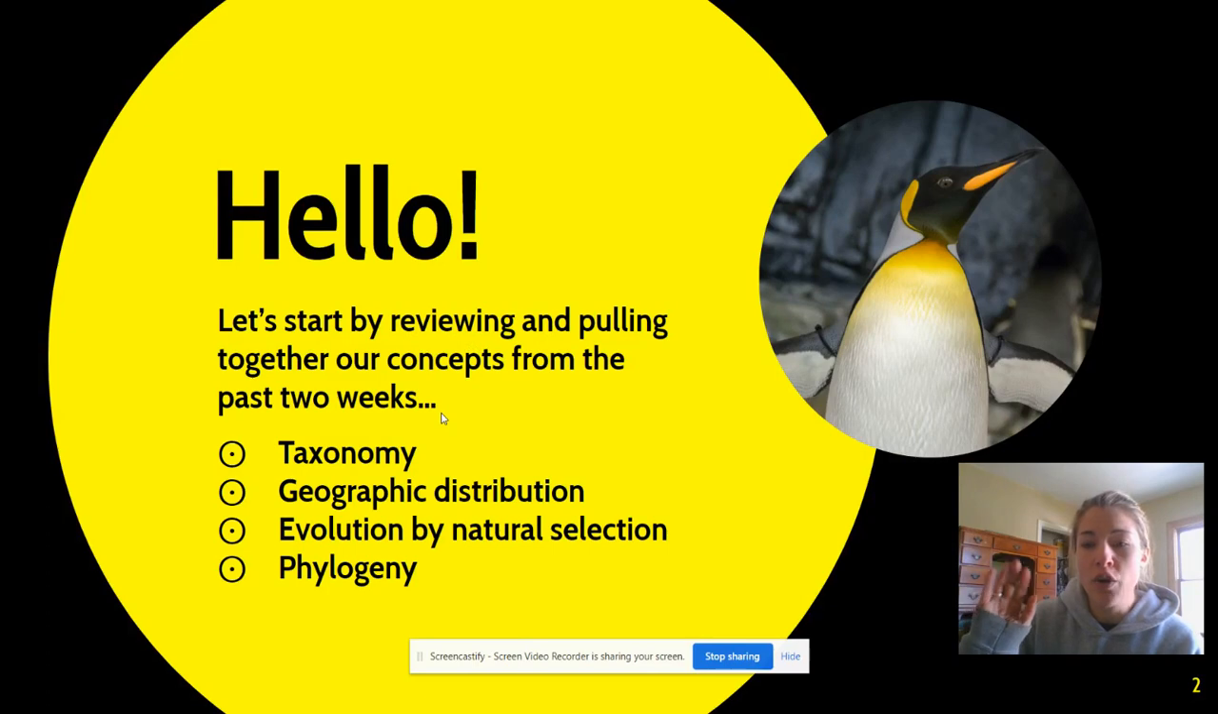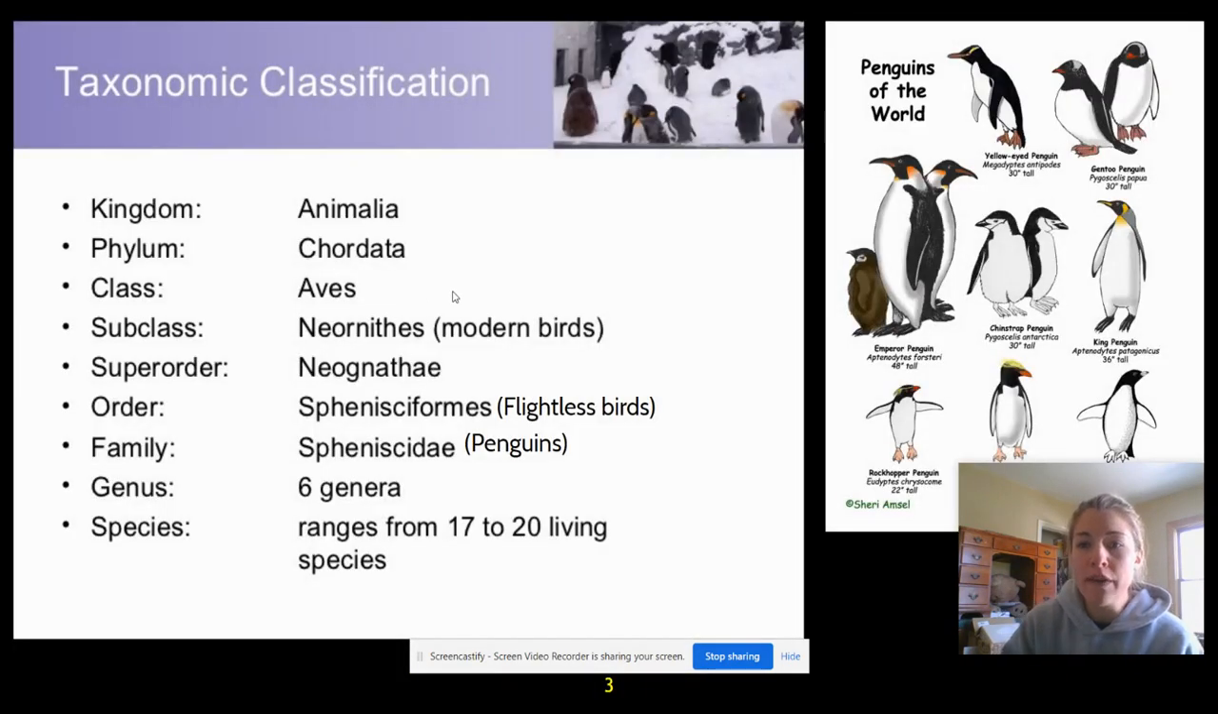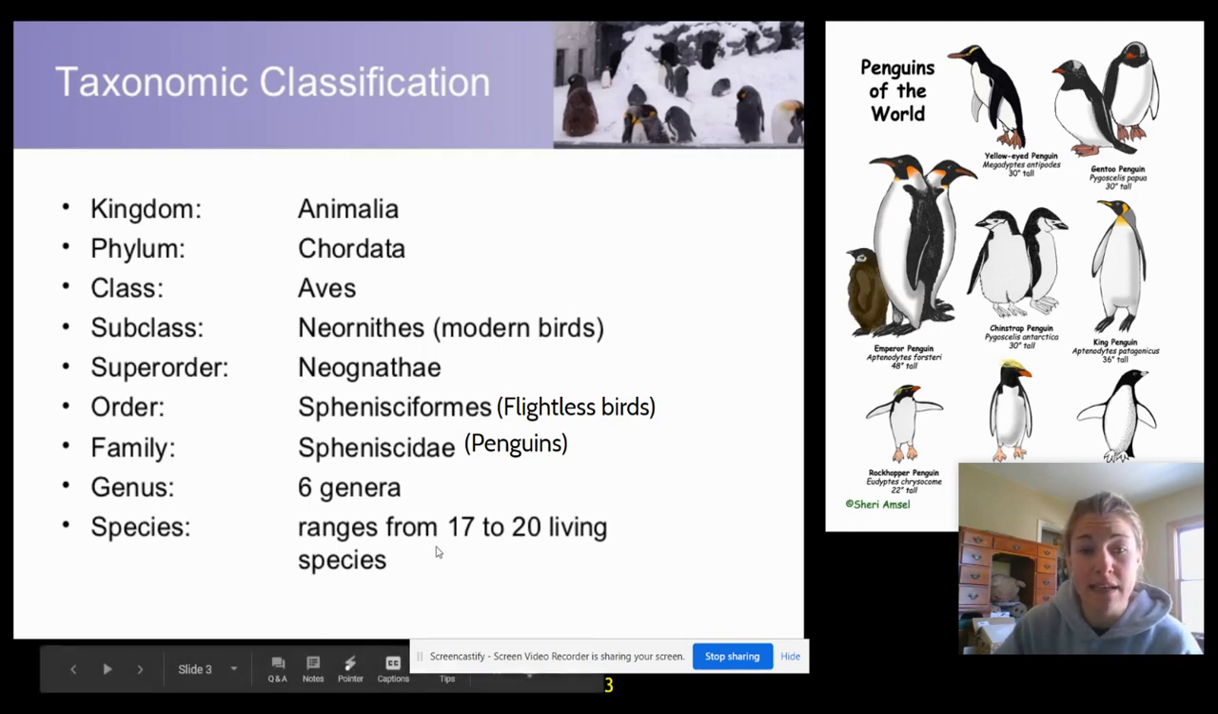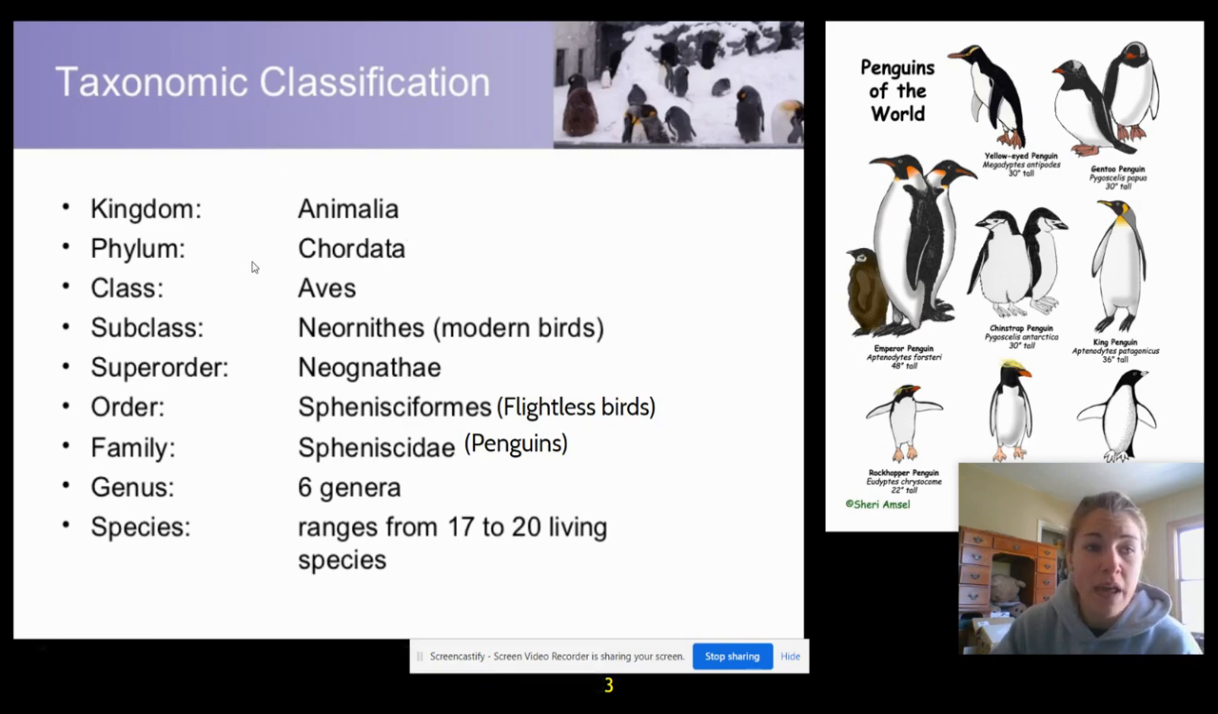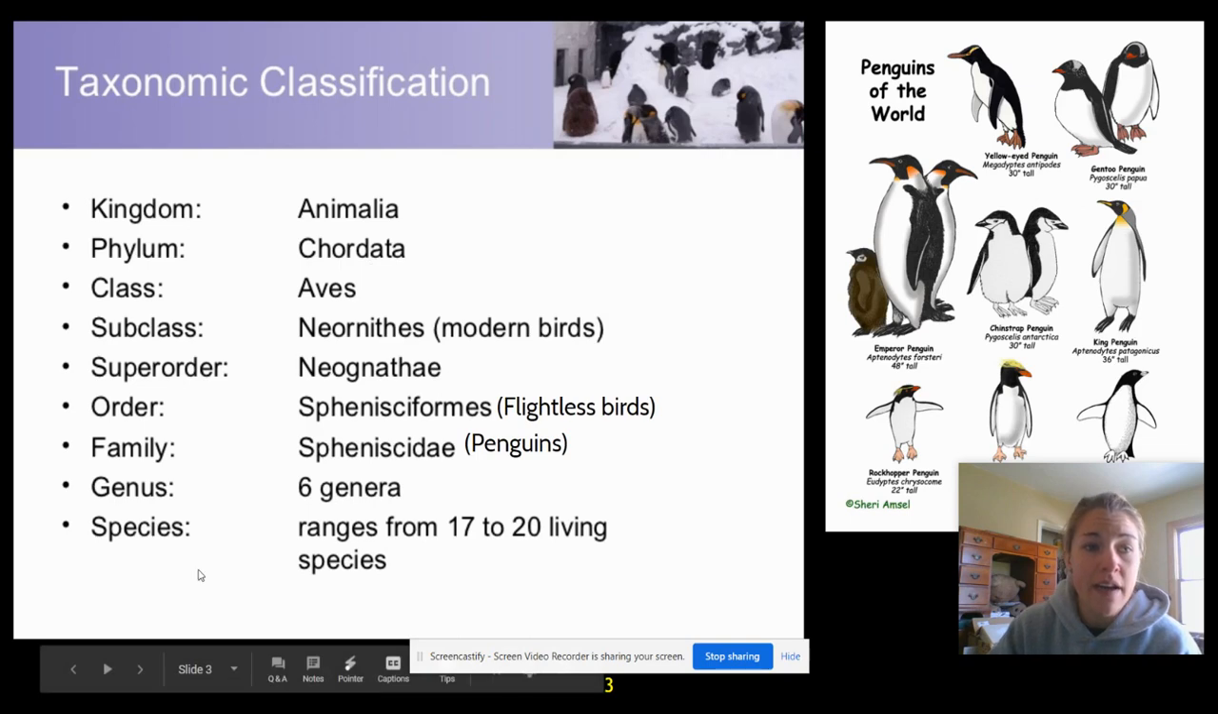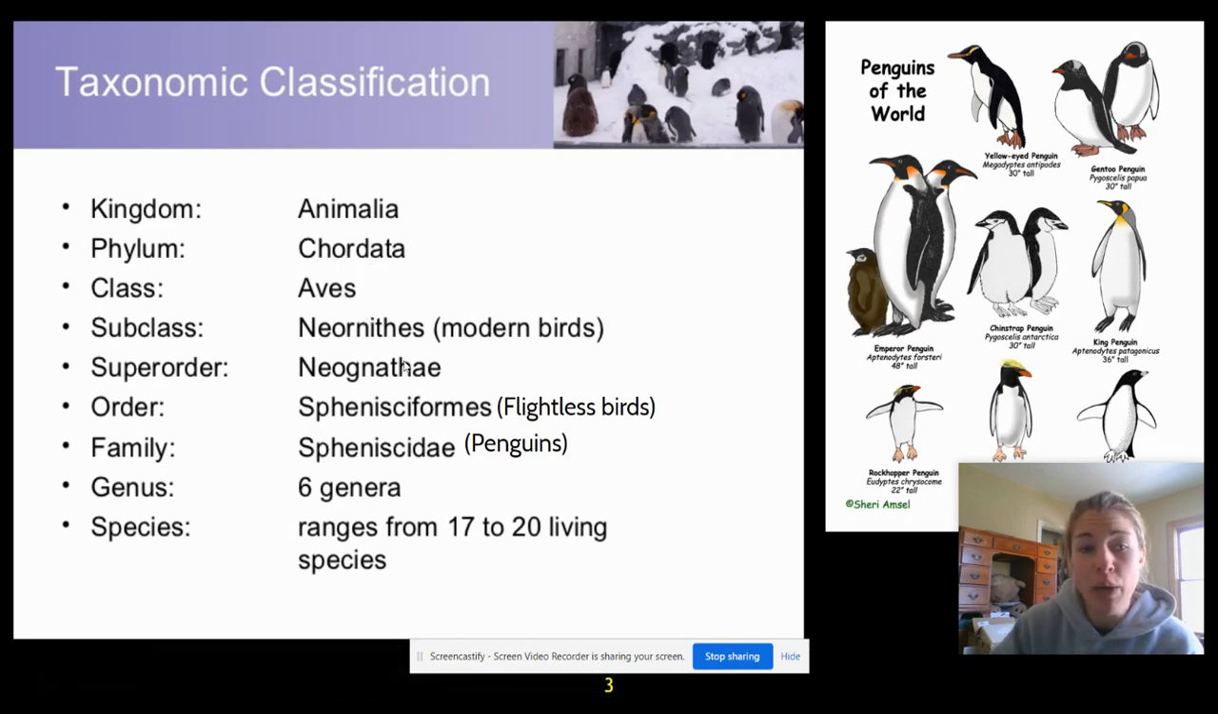So we are going to review these basic things that we've talked about. So we've talked about taxonomic classification. You guys watched a video all about how we classify different animals and that their scientific name is made up of the last two, so their genus and their species. So with penguins specifically, they are in the animal kingdom. They are of the phylum Chordata, class Aves, so it's everything with birds. And then if we keep going down, they are, of course, flightless birds.